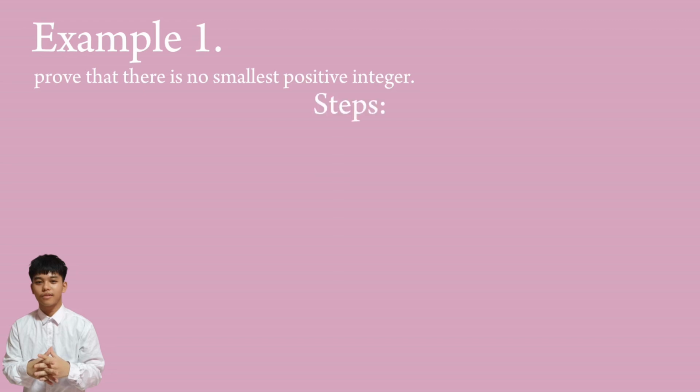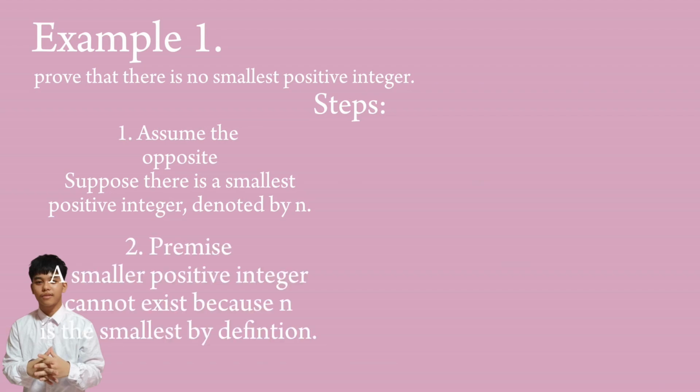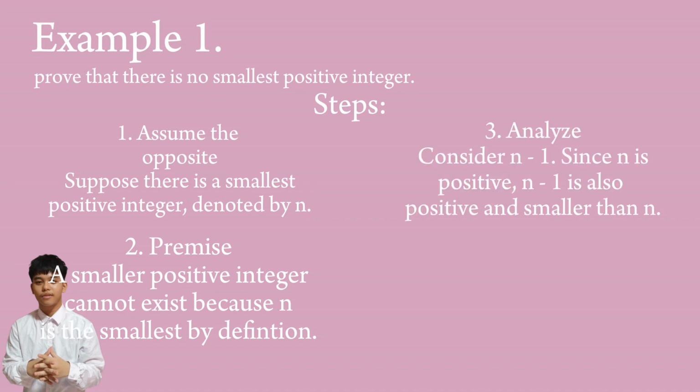These are the steps for reductio ad absurdum. Number 1, assume the opposite. Suppose there is a smallest positive integer denoted by n. Number 2, premise. A smaller positive integer cannot exist because n is the smallest by definition. Number 3, analyze. Consider n minus 1. Since n is positive, n minus 1 is also positive and smaller than n.